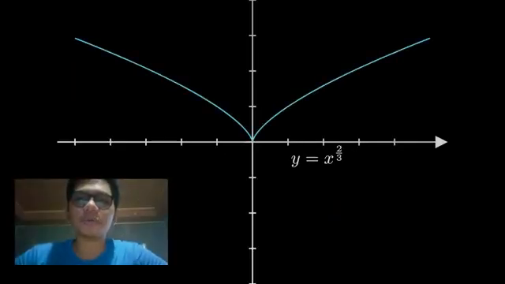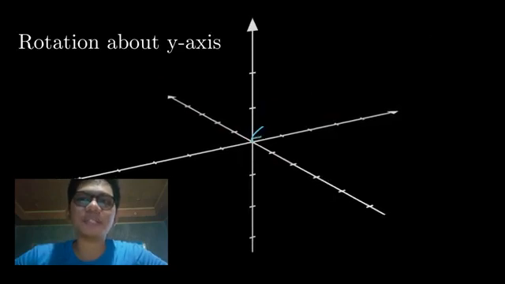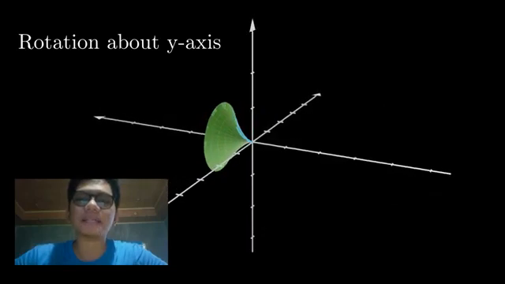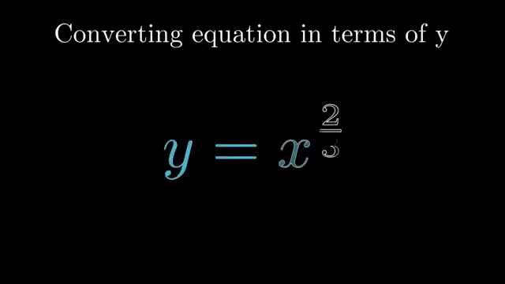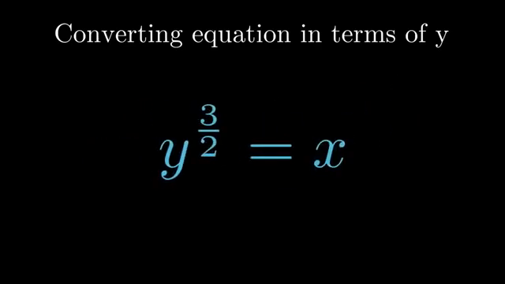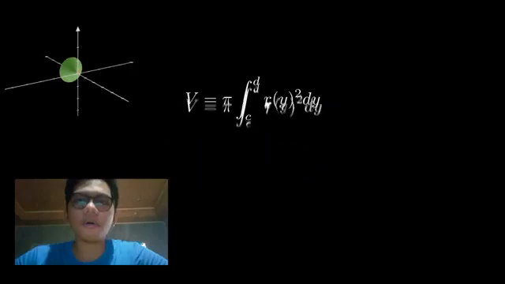Let's try another example. Consider y equals x raised to 2/3, bounded by x equals 0, and rotated about the y-axis. As you see, this one looks like a funnel when rotated. Let's find the volume of the figure from the y-axis to y equals 1. Going back to the formula, we substitute 0 for c and 1 for d, and then we must convert the y equals x raised to 2/3 in terms of y. Raise both sides of the equation to 3/2. From the laws of exponents, we know that these two exponents cancel out, and the new expression we get is x equals y raised to 3/2. This will be our new r of y.